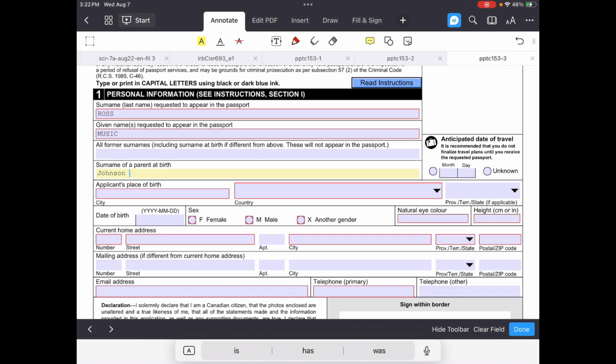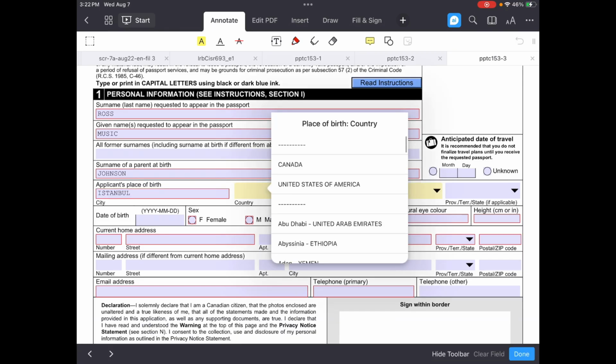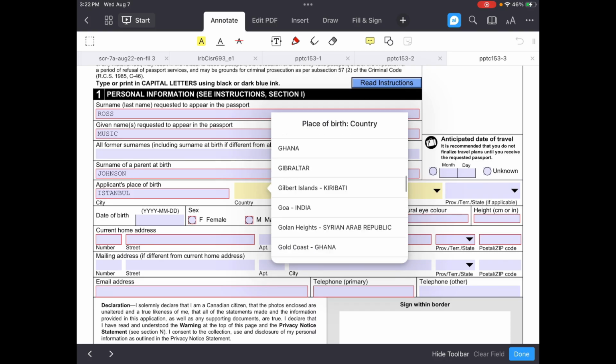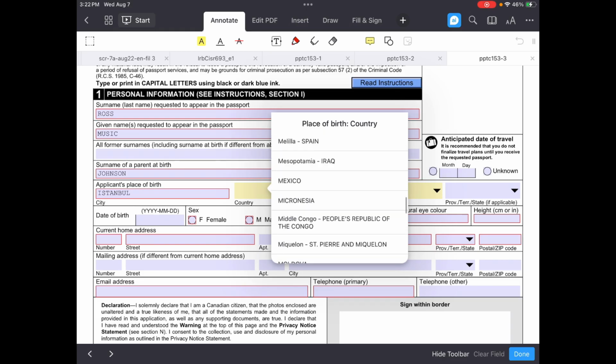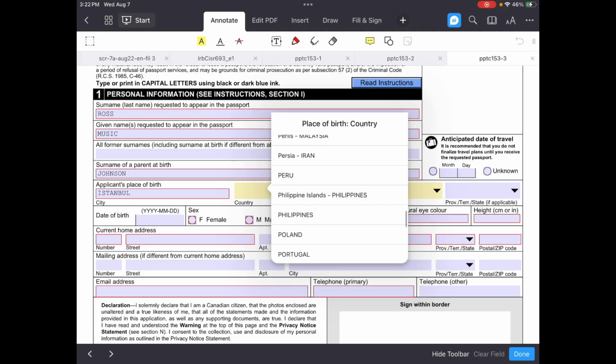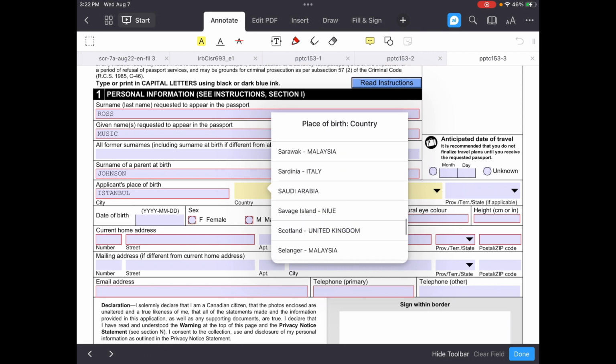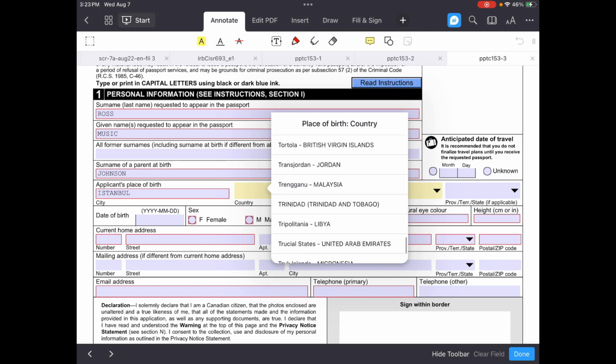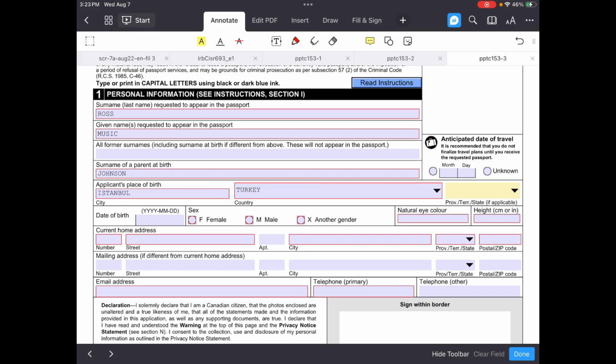Then it's asking for the applicant's place of birth. So the person who is trying to get the Canadian passport, they want their place of birth here. We're just going to say the person was born in Istanbul and the country is Turkey. If you were born in any other country, you just type the name of the city and then pick the country that you were born in, and then you can just move on to the next section. Here I'm looking for Turkey.